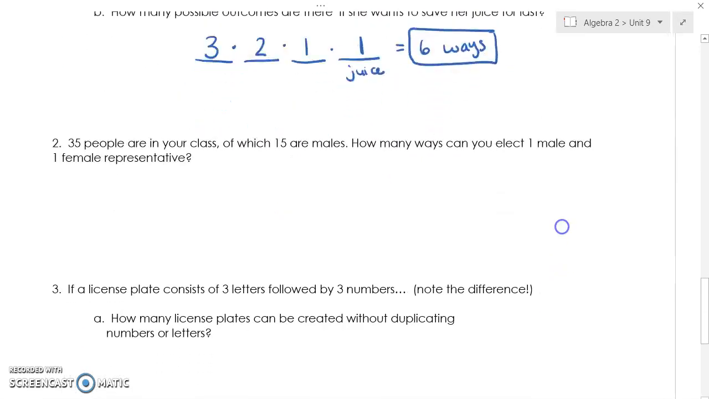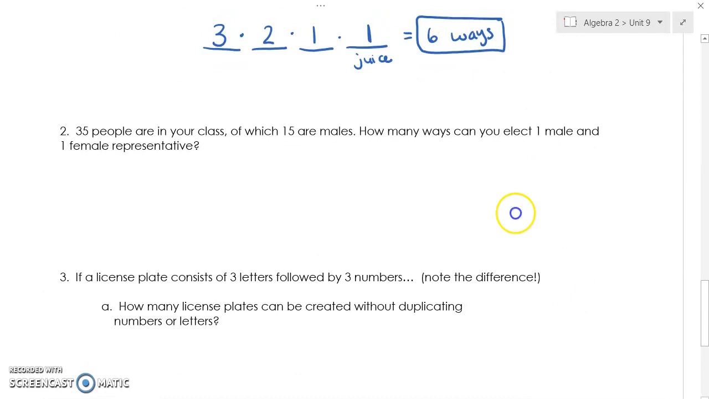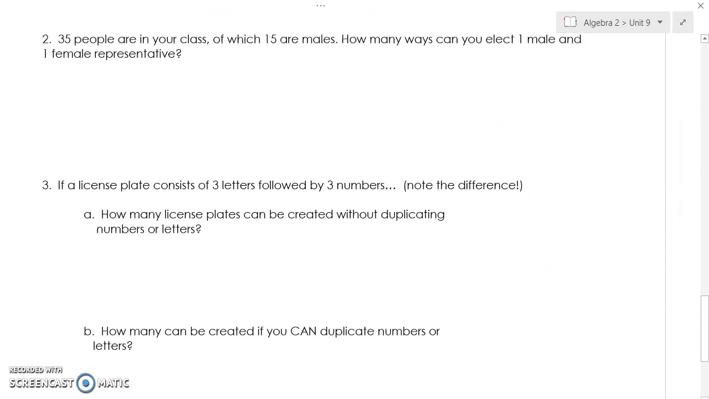All right, let's look at a couple other ones. I think we have 2 more problems we've got to do. So let's look at this one. It says 35 people are in your class, of which 15 are males. How many ways can you elect 1 male and 1 female representative? So I'm going to elect 2 people. 1 is going to be a male and 1 is going to be a female.